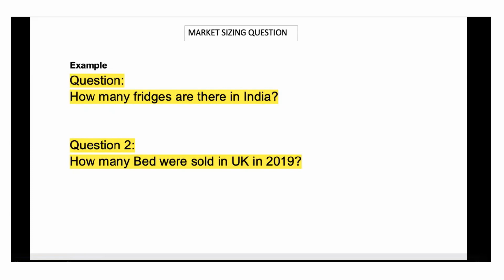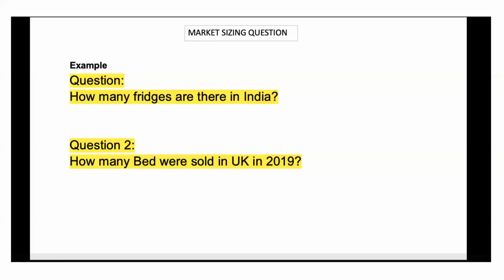So this is not a case of how many beds in the UK were sold. How would we think through this? Remembering, or having it at the back of our minds, that not every household would buy a new bed in that year. So, but how would we approach a question like this?